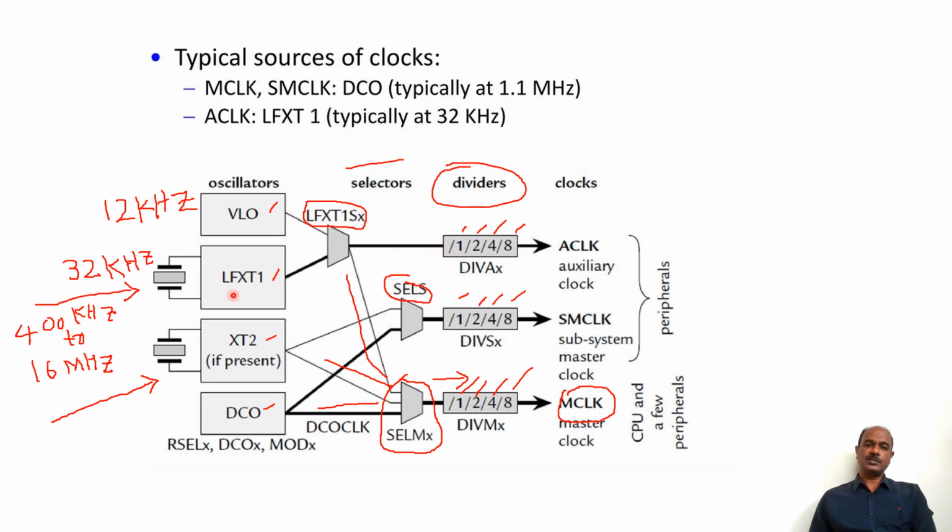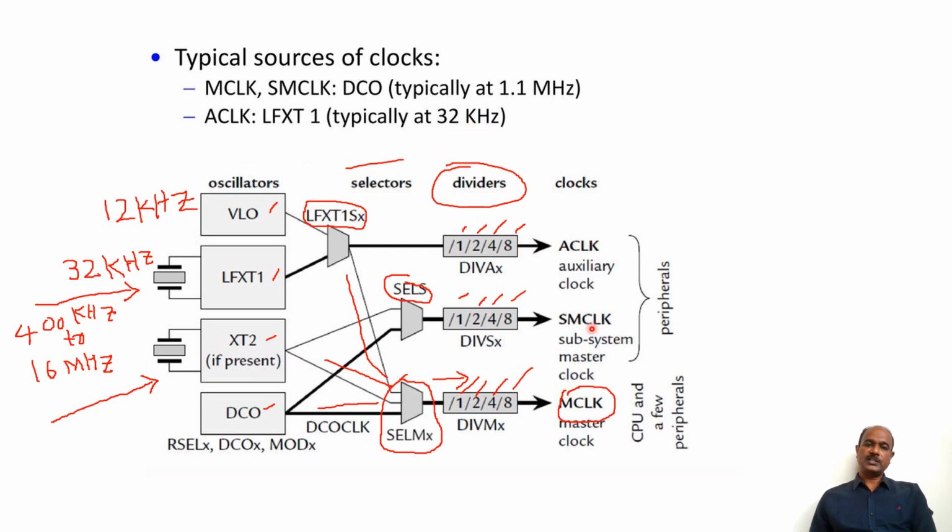And what is the value of this output that is generated by LFXT1? So the typical value of LFXT1 is up to 32 kilohertz. So a 32 kilohertz oscillator crystal will be connected here, and this LFXT1 is used by default to generate ACLK, and the output of this ACLK will be usually 32 kilohertz.